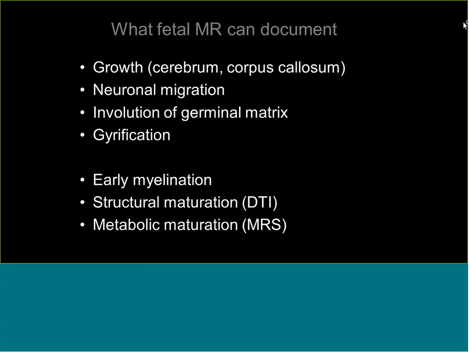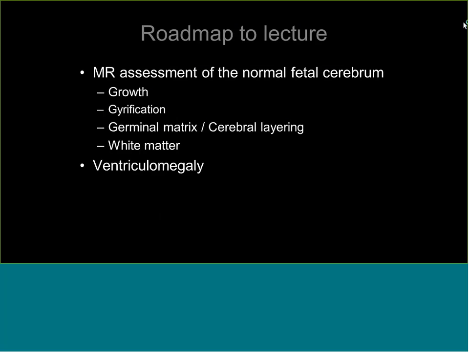Other things that we can see if we work a little harder at it that we're not going to talk about today are findings of early myelination in the brain. We can also, with DTI, look at the structural maturation of the brain, and with MR spectroscopy, look at the metabolic maturation. However, these are still fairly experimental or research applications, if you want. So we're not going to talk about it. We're going to stay on the clinical side of the imaging spectrum.